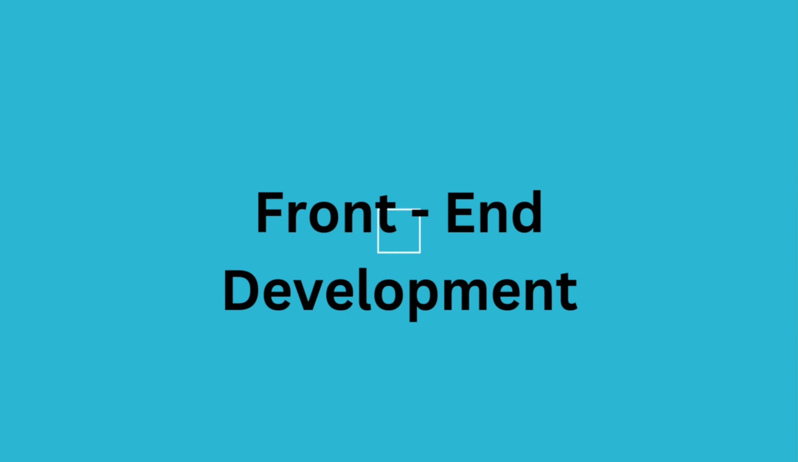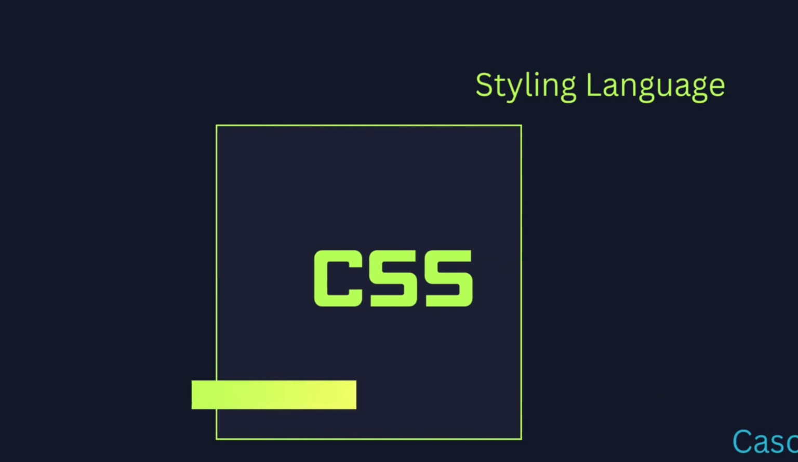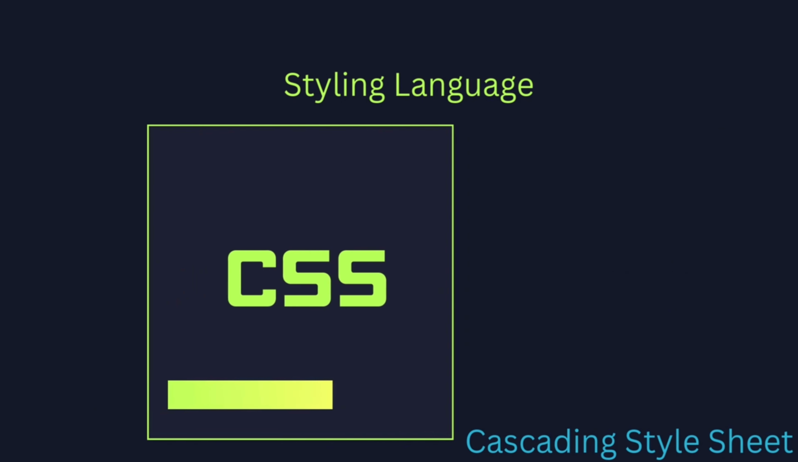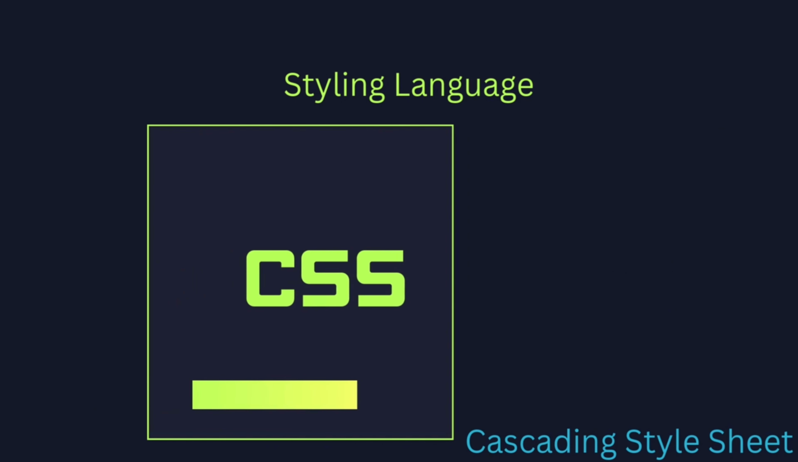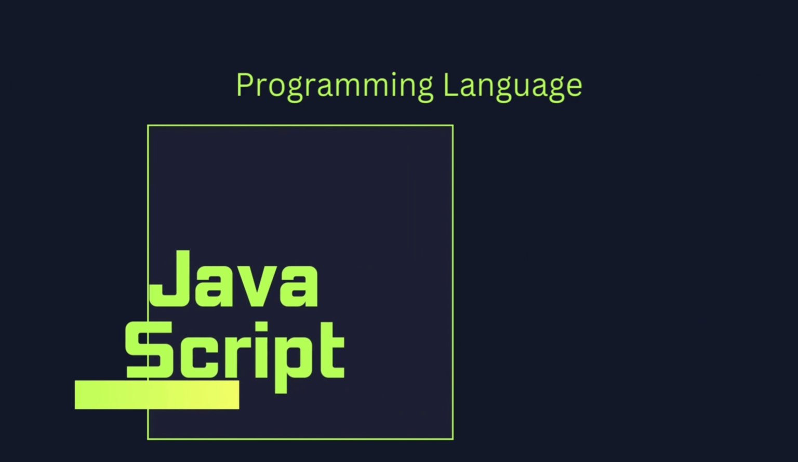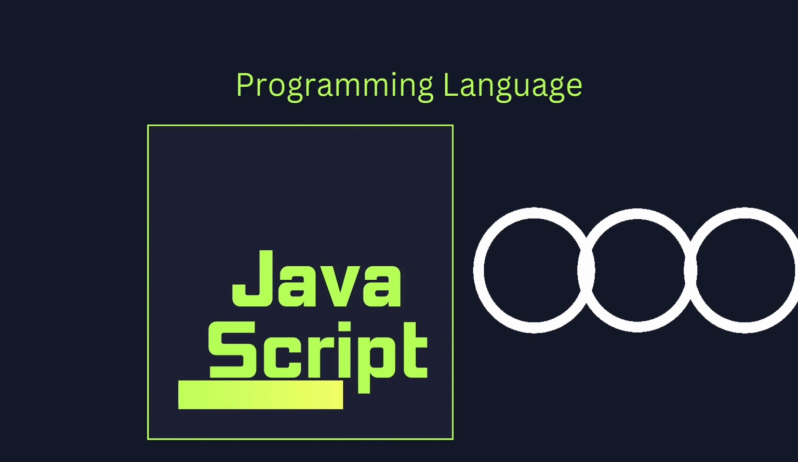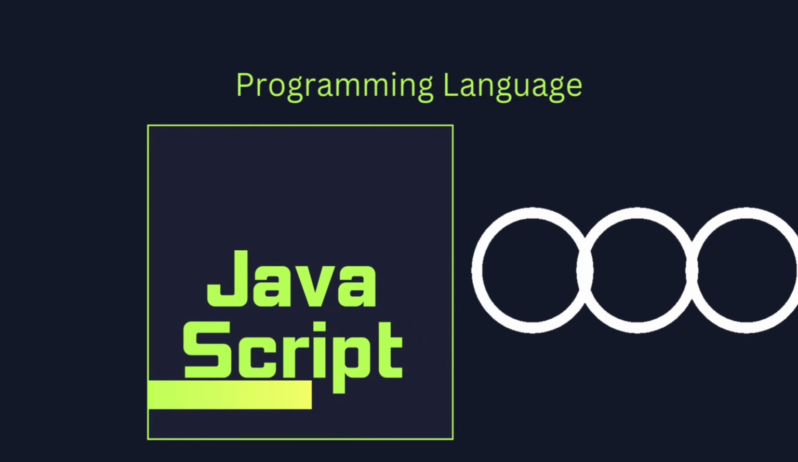In this course, we will be learning front end development. HTML stands for Hypertext Markup Language. It is a markup language that is used for structuring the web page. CSS stands for Cascading Style Sheets. It's a styling language that is used to enhance the look and style of the website. Then comes JavaScript. It is a programming or scripting language that allows you to make the web page interactive.